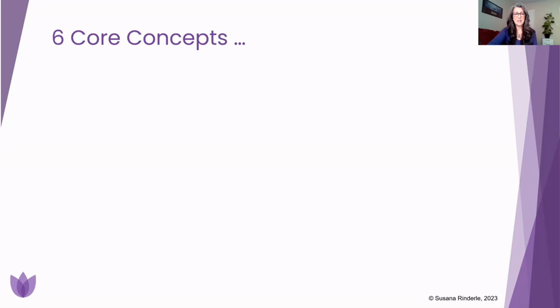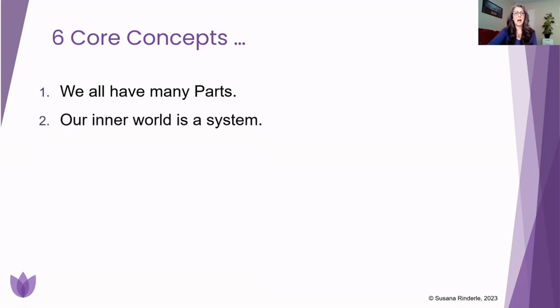To summarize, these are the 6 core concepts of parts work. And these are mine, but I'm building on what I've learned from my teacher, Guthrie Sion. We all have many parts. Having multiple selves is normal. Our inner world is a system. Our parts interact with each other, ourselves, and the external world. All parts are good. There are no bad parts, only bad or extreme roles for parts.